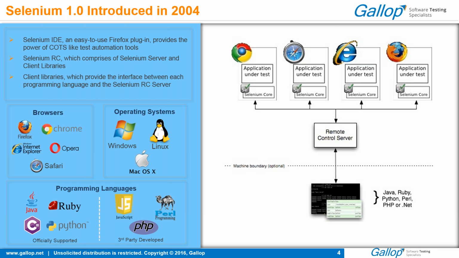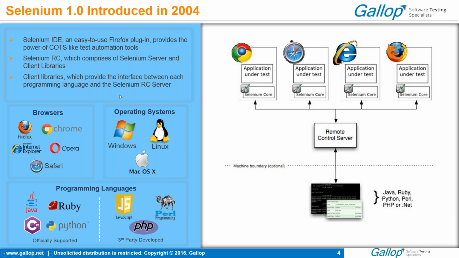Apart from the IDE, there is also Selenium RC, Remote Control, which supports execution on local or remote machines with different language bindings. Selenium IDE scripts are written in an HTML table format, just plain text files, whereas RC supports different programming languages like Java, C#, Python, and Ruby.